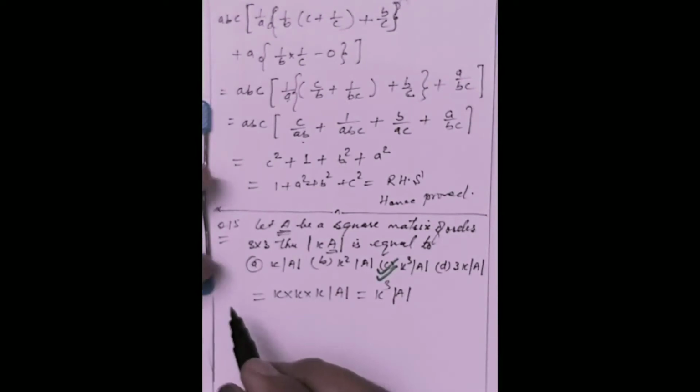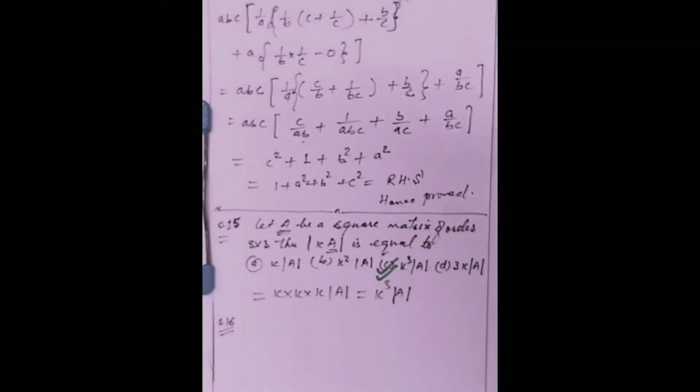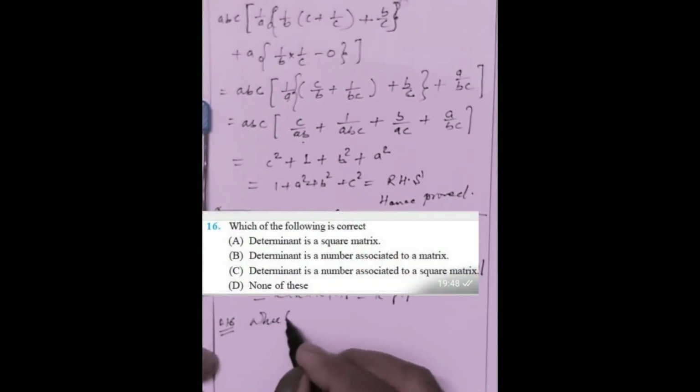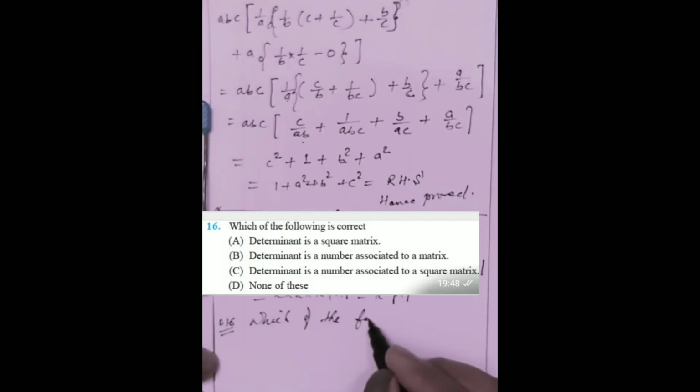The next question is question number 16. Which of the following options is correct? The first one is determinant is a square matrix. Second one is determinant is a number associated to a matrix. Third one is determinant is a number associated to a square matrix, and option D is none of these.